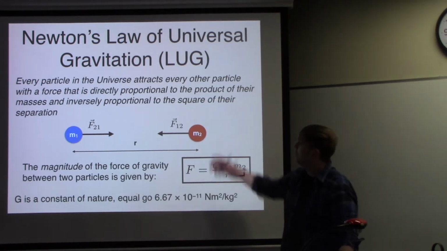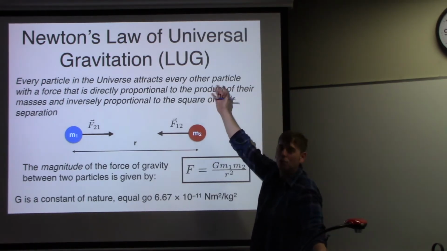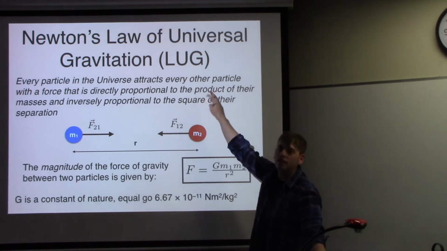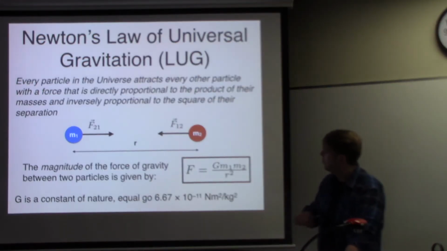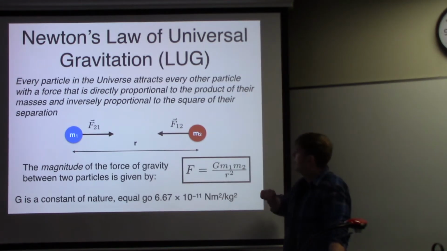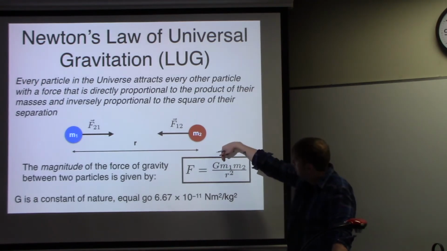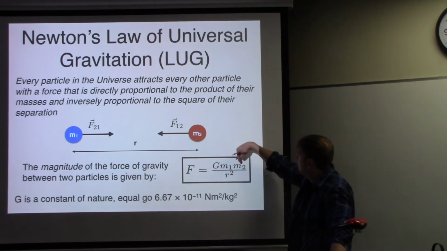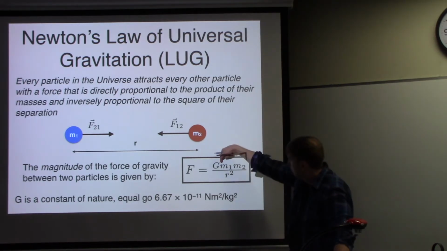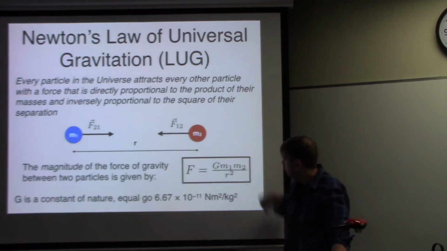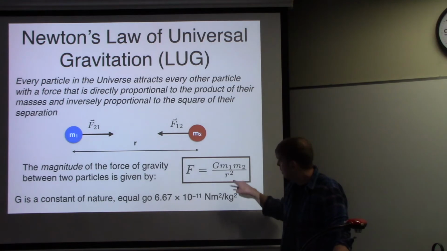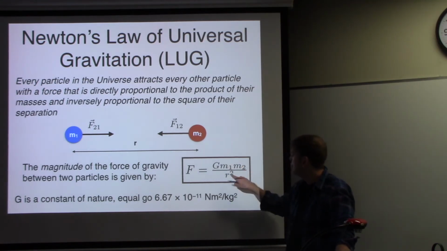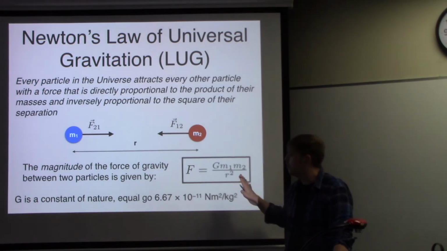This is kind of how Newton would word things back in his day. It's a little bit wordy. How about we just put that into a nice equation? We say that the force of gravity is equal to G times m1 times m2 over r squared. Those are the two masses. It's proportional to the two masses multiplied together, inversely proportional to the distance between them squared. So that's why m1, m2, and r squared are in the equation.